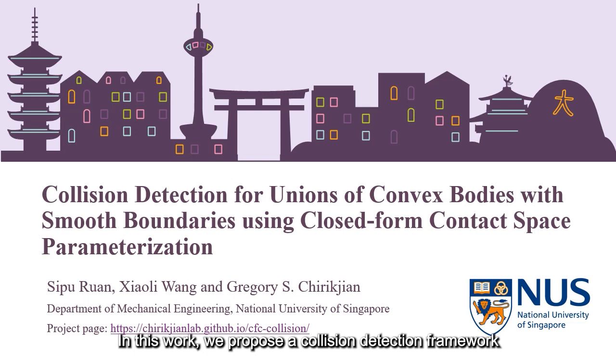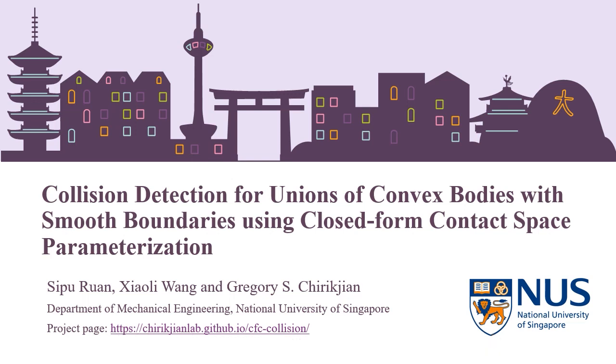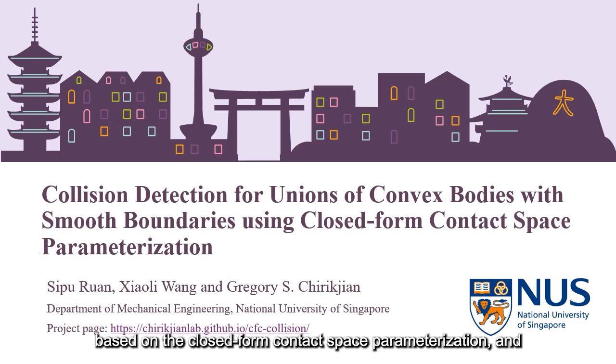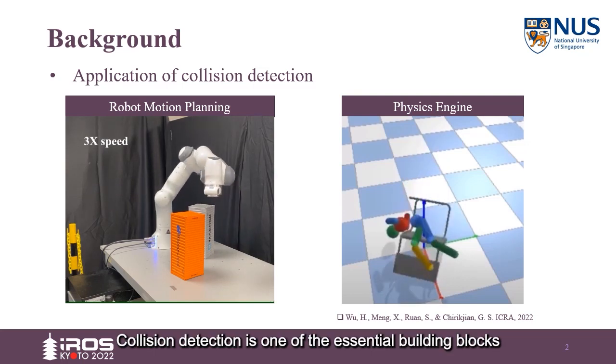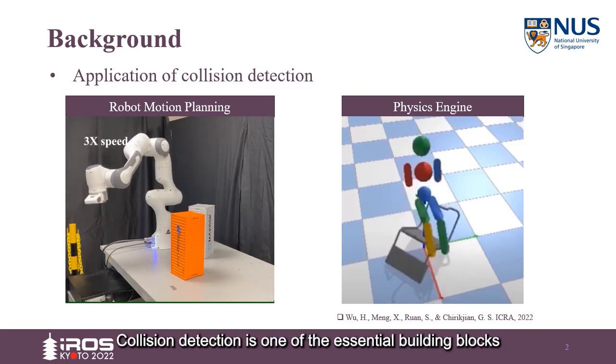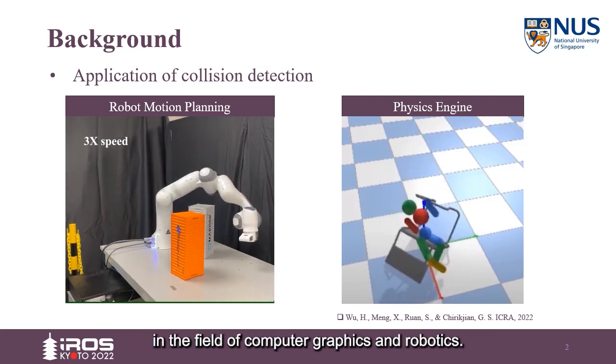In this work, we propose a collision detection framework based on the closed-form contact space parameterization, and the geometric models we are focusing on are the convex bodies with smooth bounding surfaces. Collision detection is one of the essential building blocks in the field of computer graphics and robotics.